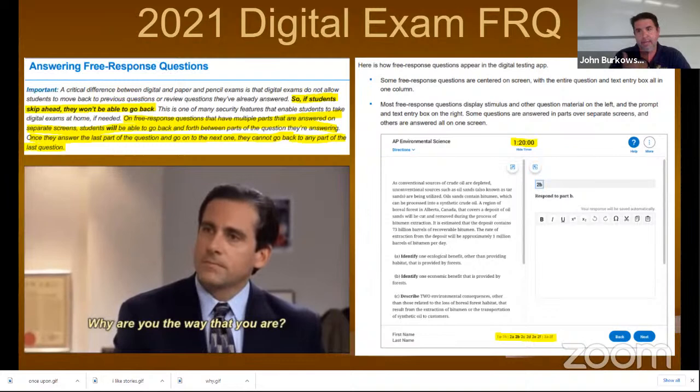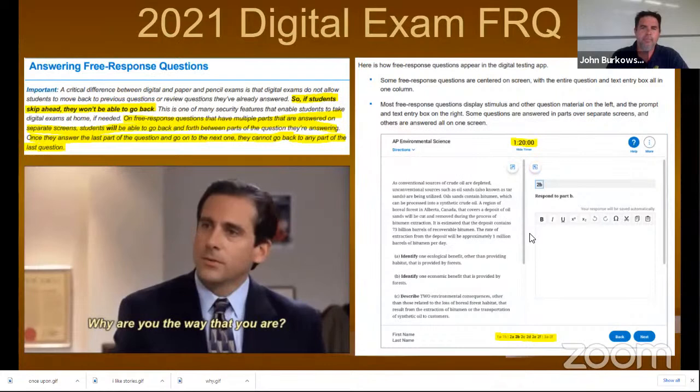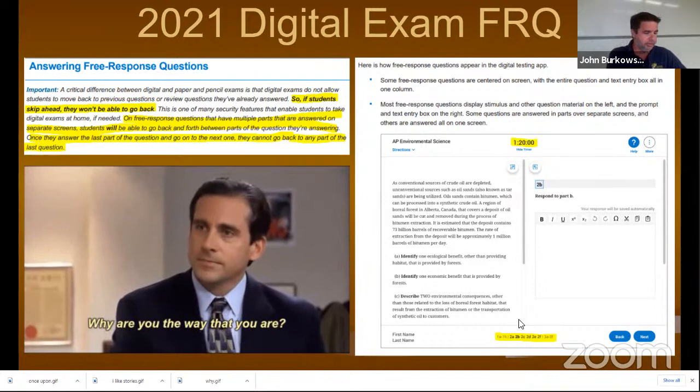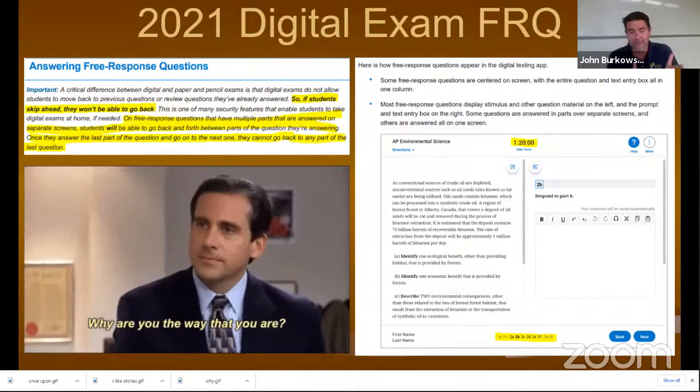And you can kind of see how the digital exam will probably look. I know this says AP Environmental Science, but you'll have a timer, which you can hide if it's going to stress you out. But you can see down here there's a division line between the different questions in the parts. Whatever question you decide to start with, you've got to finish it.